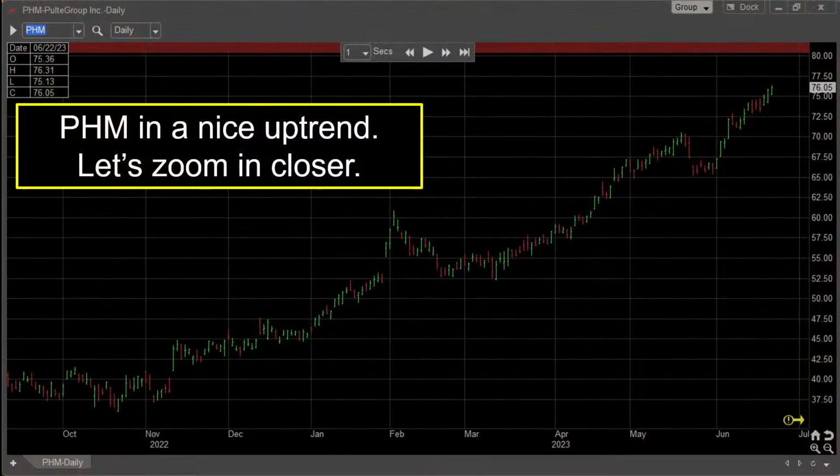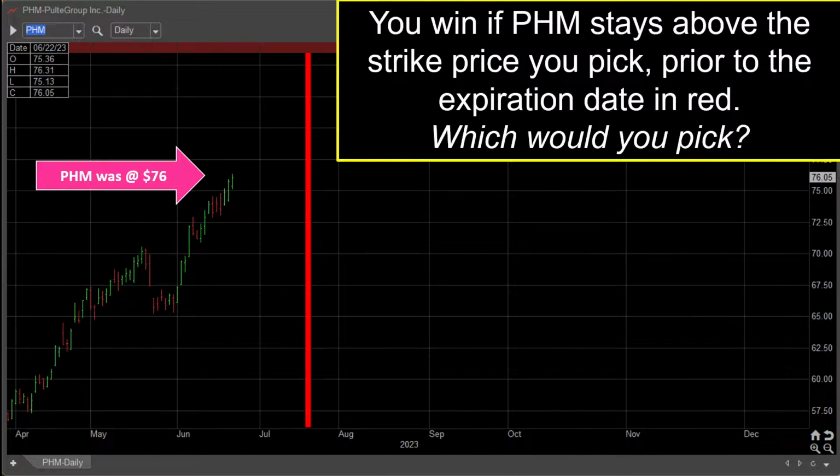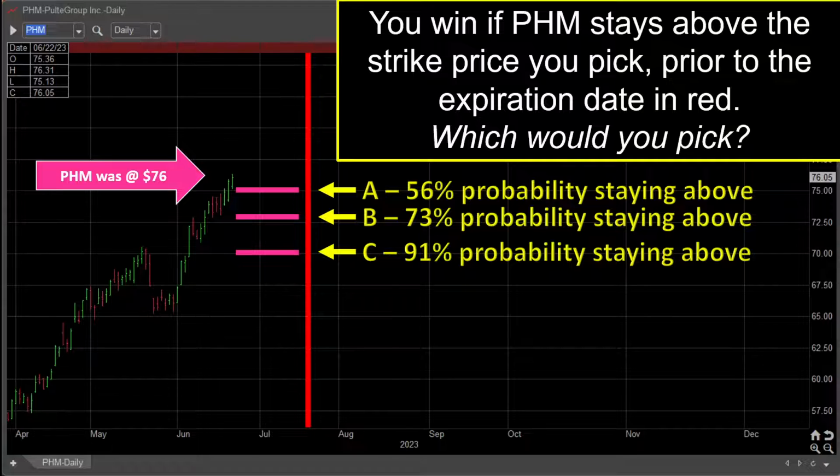Now, here's a stock I traded last summer, Pulte, a home builder. Very nice looking stock last year. Very good uptrend. Let's zoom in a little bit closer. I'm going to go out 21 to 45 days, and I'm going to sell a put. So I think the stock's going to go up. I'm going to go to my option chain, whether it's in my broker, Options Pro, whatever. Pretty much every options broker has this information. When you look at an individual strike, it's going to give you a probability of staying above that strike.